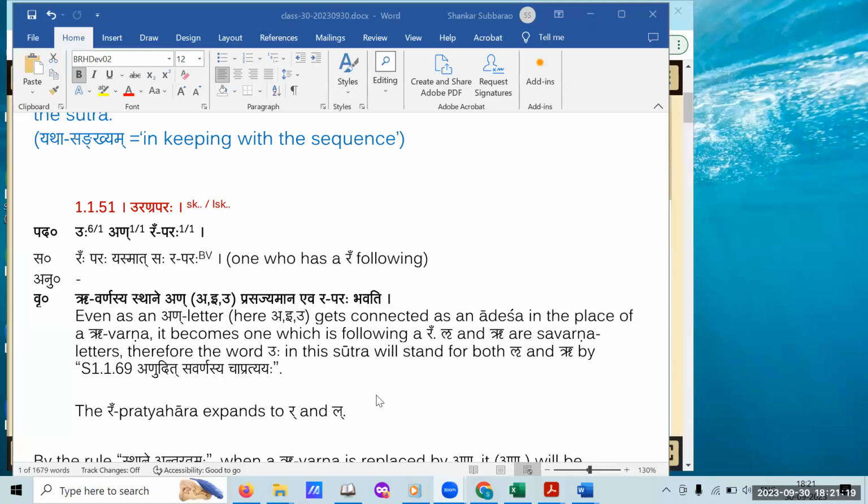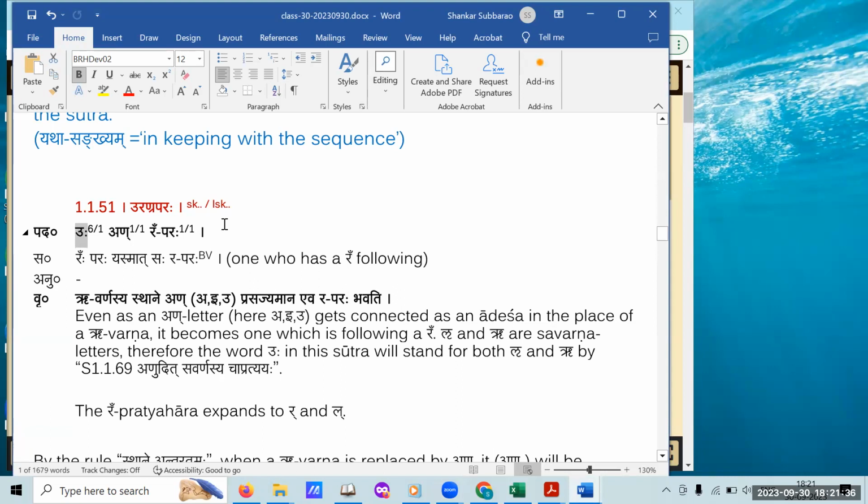Oh, I'm not sharing it, looks like. Yeah, I understood that. We'll fix it in a second. Okay. Now, visible? Yeah. So, uran raparaha. As I said, there's a typo here. Don't worry about it. The pronunciation is uran raparaha.